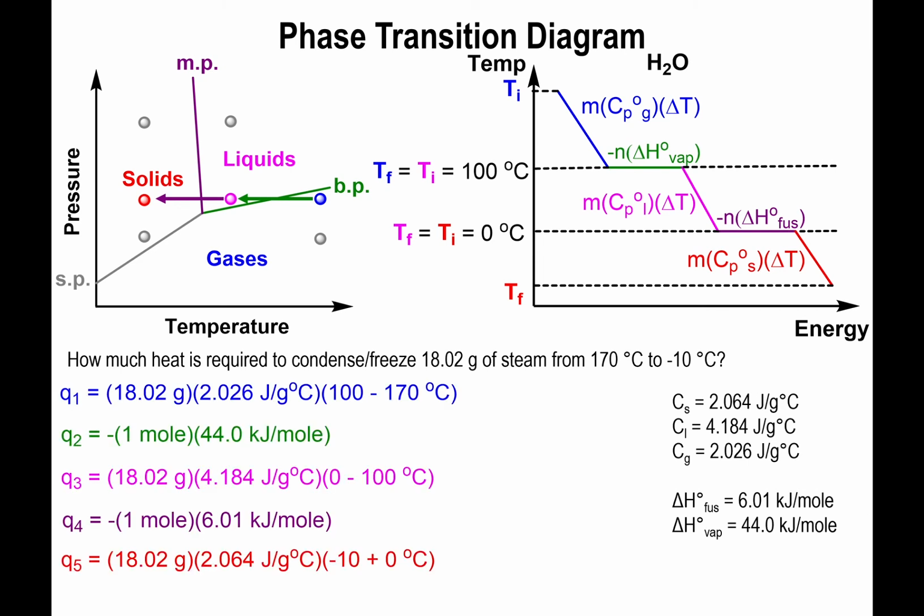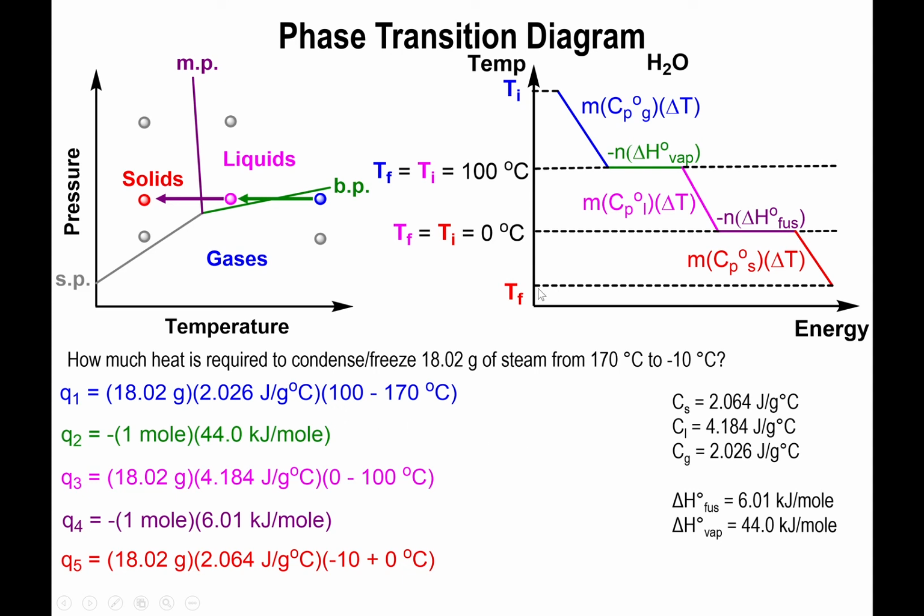Alright, so when you set up the equations, all you have to do is input the numbers. The mass is 18.02 grams, and because this is water, you will be dividing by 18.02 grams per mole to get the moles. So for Q2 and Q4, you will have 1 mole of water as a result of the fact that you're dealing with 18.02 grams. If you had a different mass, you would have a different number of moles as well. Alright, so 18.02 grams get multiplied by 2.026, which is the heat capacity of the gas.